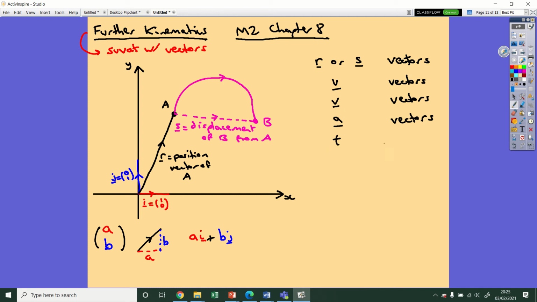t is the only one of the 5 that can't be a vector. This is the only one that's only a scalar. It only has magnitude, not a direction.